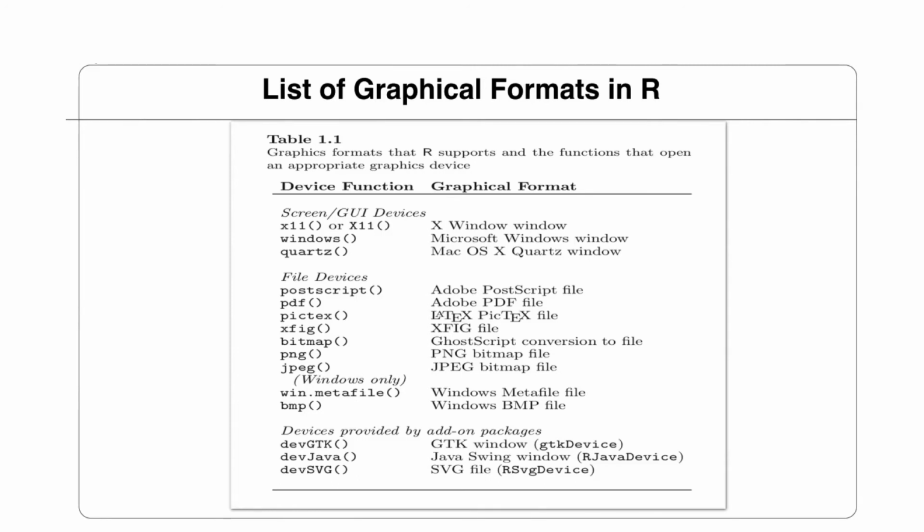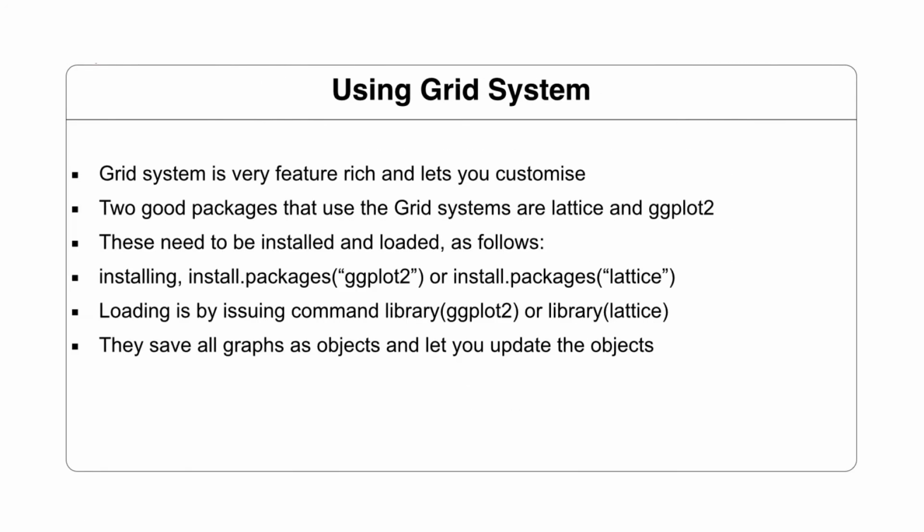Now let's take a look at the grid system and see why it's important. Now, the grid system is very important because the grid system is essential for complex and perhaps more feature-rich graphing functions. It's very feature-rich in the sense that it lets you customize a lot. People have actually written packages based on the grid systems. However, the only other inconvenience, if you will, is this, that the grid system needs to be installed and called. In other words, you have to install a particular grid system, and then you have to load the grid system when you want to use this.